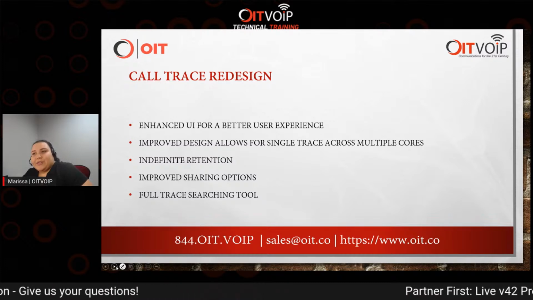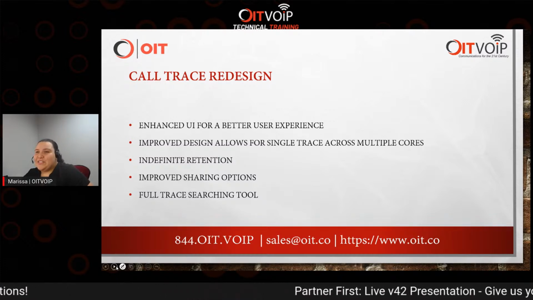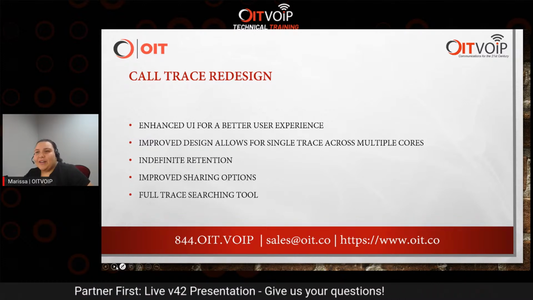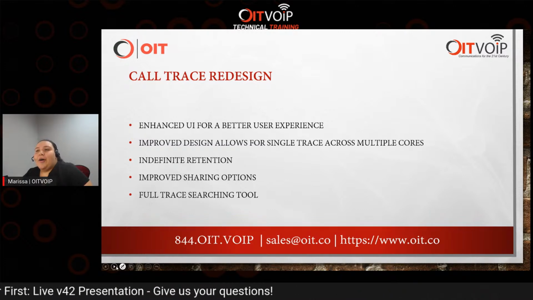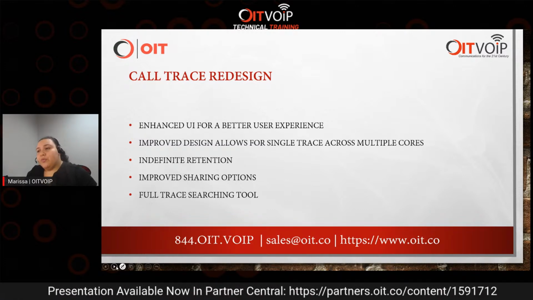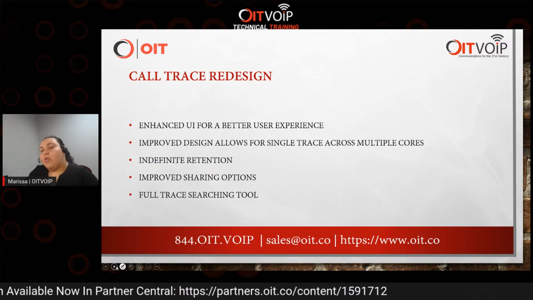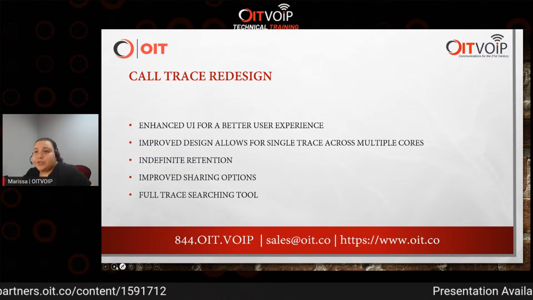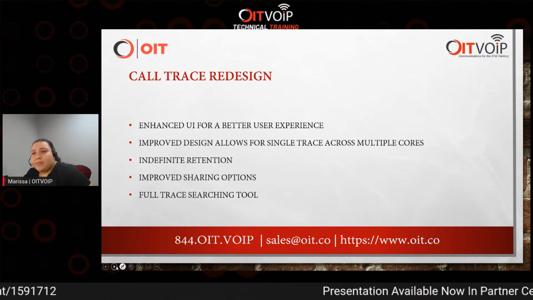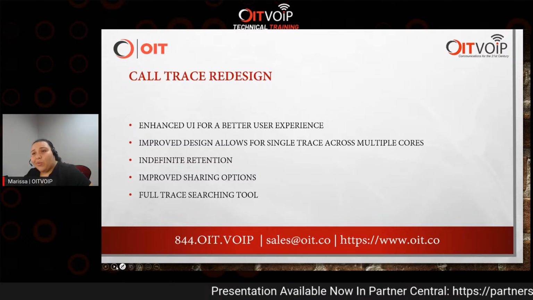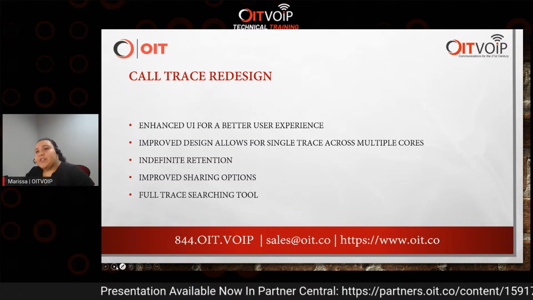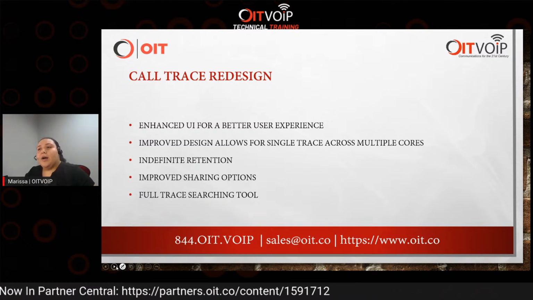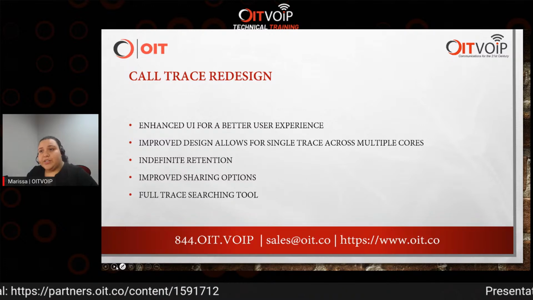The sharing options have also been improved. If any of you have viewed a call trace and tried to get it to support, we've had the conversation of having to click that export button or that download CSV. The sharing options have now been improved, so it's much easier to share just the link or to download that export if you really want it. And we've added a full trace searching tool. So if you're extremely familiar with call traces and you know how they all work, it makes life really easy because you can just type and search for a particular key phrase or word, and you don't have to be sifting through different switch logics.